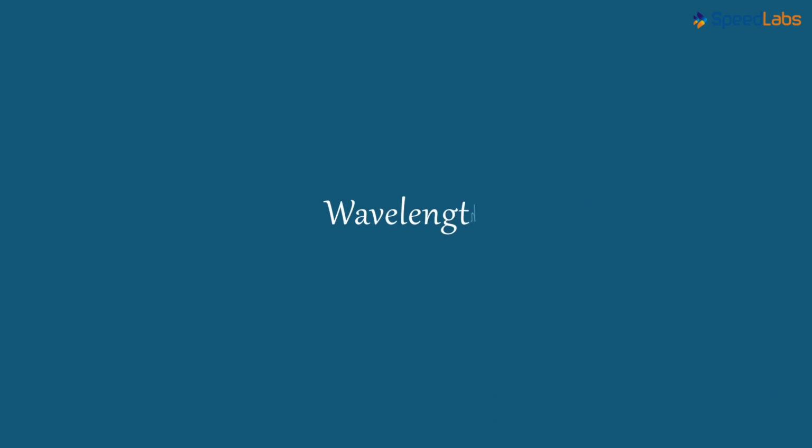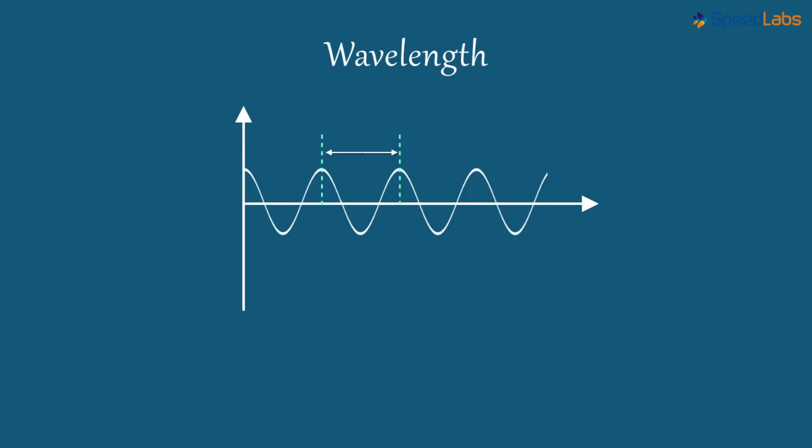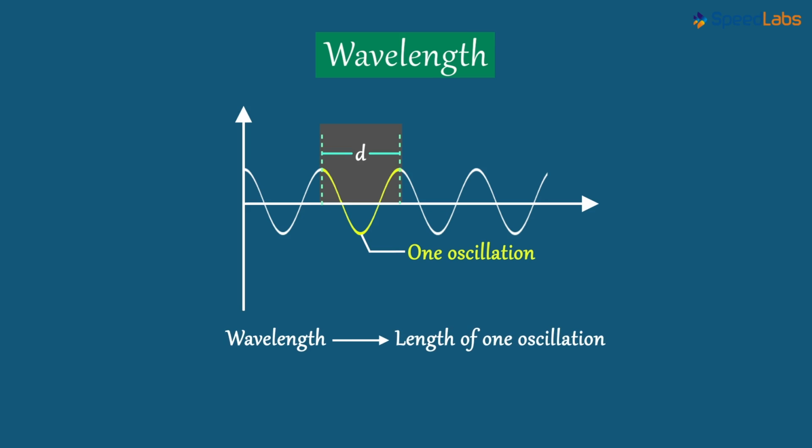Let us see what the wavelength of a sound wave is. The distance between the peak value of 2 consecutive compressions or 2 consecutive rarefactions is called the wavelength. So this distance is the wavelength of this sound wave. Or it could also be this distance. Both distances are the same. So we will refer to this one in our videos. We have seen previously that this is nothing but one oscillation completed by the wave. So we can say that the wavelength is the length of one oscillation. It is denoted by this Greek letter called lambda.